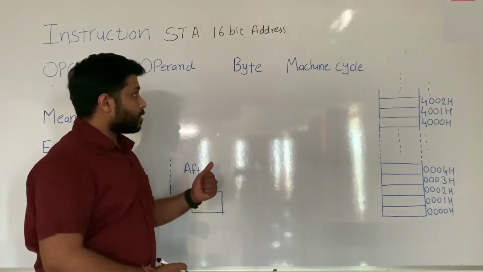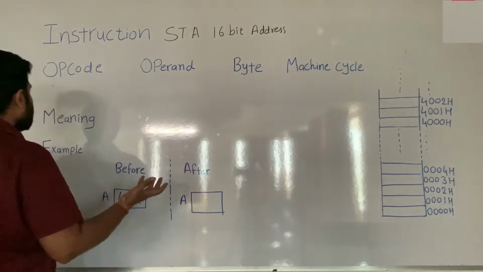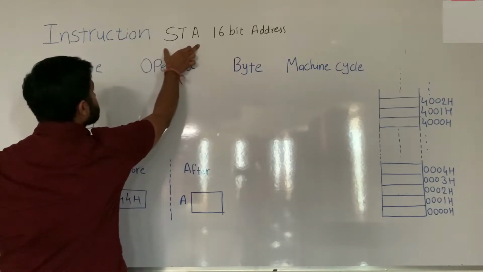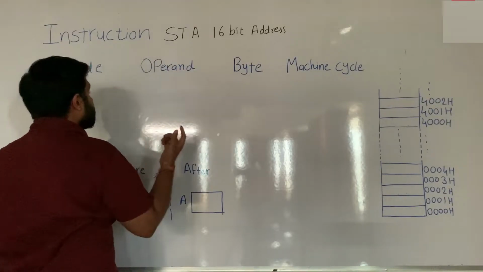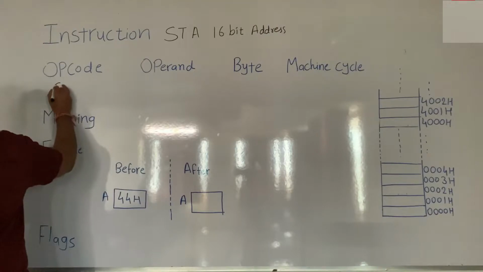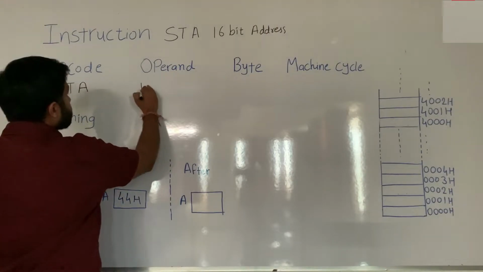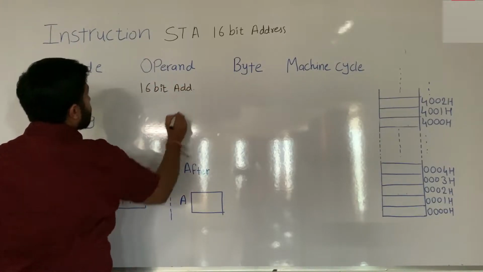Now let's see the STA 16-bit address instruction. You know that for this instruction, the first part is STA and the remaining part is the 16-bit address. STA is the opcode. The first part of the instruction is the opcode, the remaining part is the operand. So the 16-bit address is the operand.